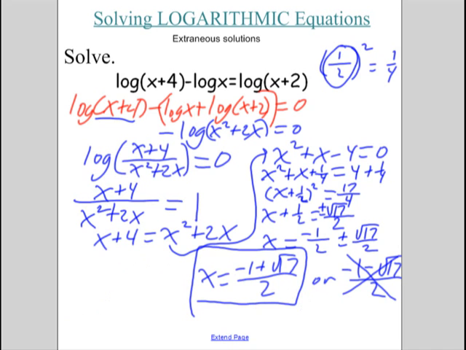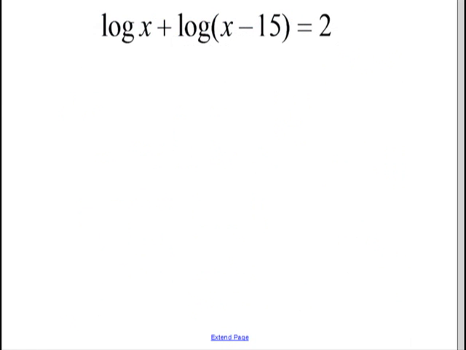Now let's take a look at another example. Here we go. If you want to go ahead and try this one on your own, you can. This one's actually a little bit easier. I probably should have started with this one. So again, we're going to combine the logs together, condense them together. Adding logs means it's the log of the product.